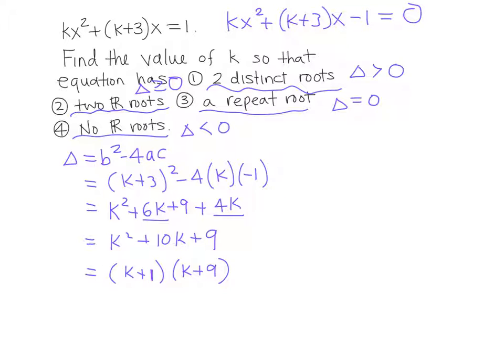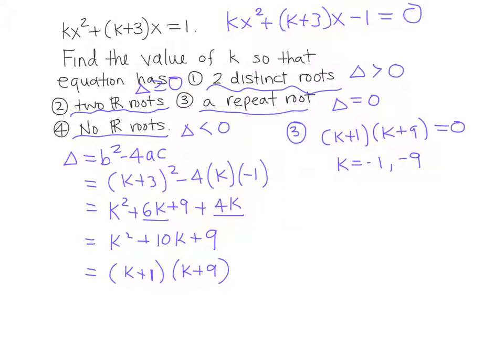So we can do this problem just like how we did in the last problem: try all 4, or we can look at the easy and simple way by looking at number 3 first and drawing a number line and figuring out the rest. So let's do number 3 first. When the discriminant is equal to 0, it has a repeated root. The discriminant, we already found, is (k plus 1) times (k plus 9) equals 0. So we know that k has to be -1 and -9 in order to have a repeated root.